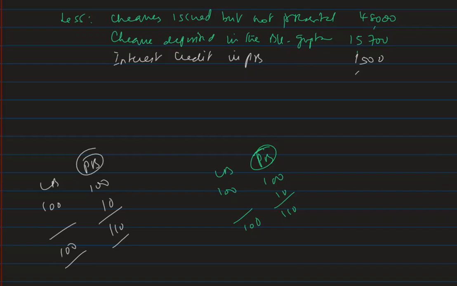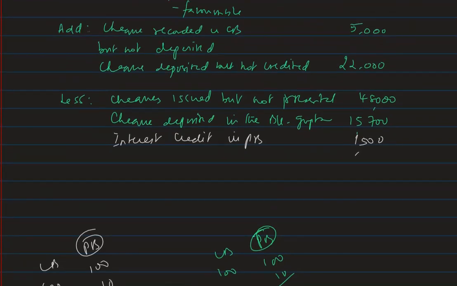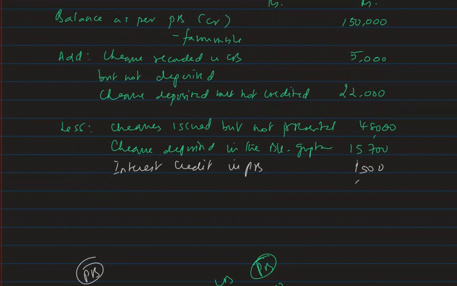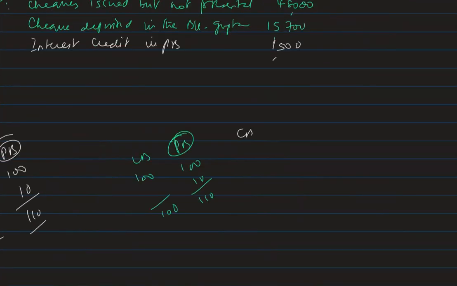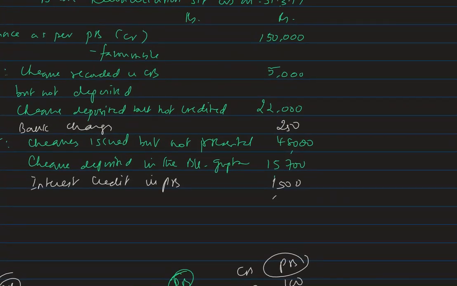And when interest credited in passbook is a less item, the bank charges becomes an add item. So bank charges debited by banker, it is 250. Are you able to understand? When a bank is going to charge you for the bank charges, again the same way, the passbook balance will reduce, and in order to match it, your starting point is passbook. In order to match passbook and cash book, you need to add. So we have added here 250.